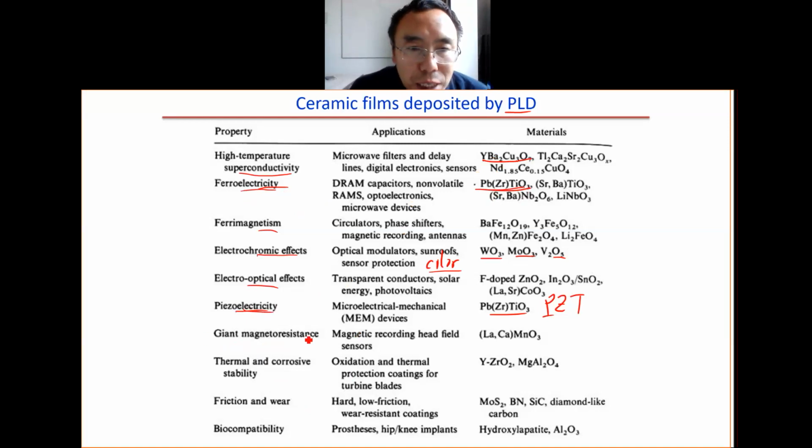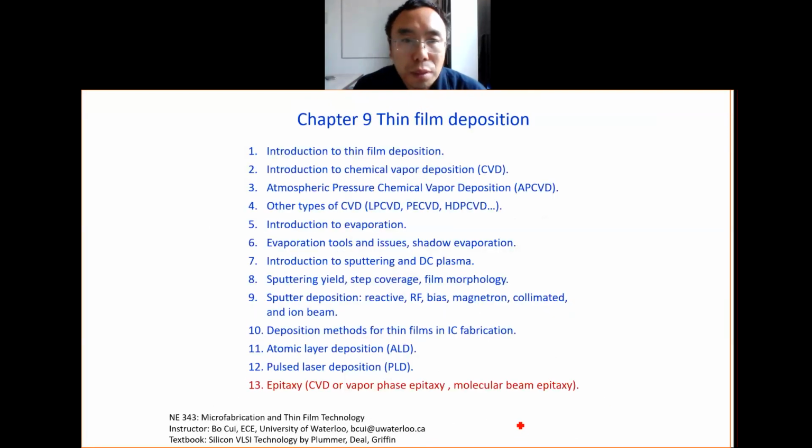GMR, giant magnetoresistance, like this one, thermal corrosive stability material. Friction and wear, like this is for the lubricant. Silicon carbide and diamond-like carbon are for wear resistance. Molybdenum disulfide is low friction, like a lubricant. And biocompatible materials like this.